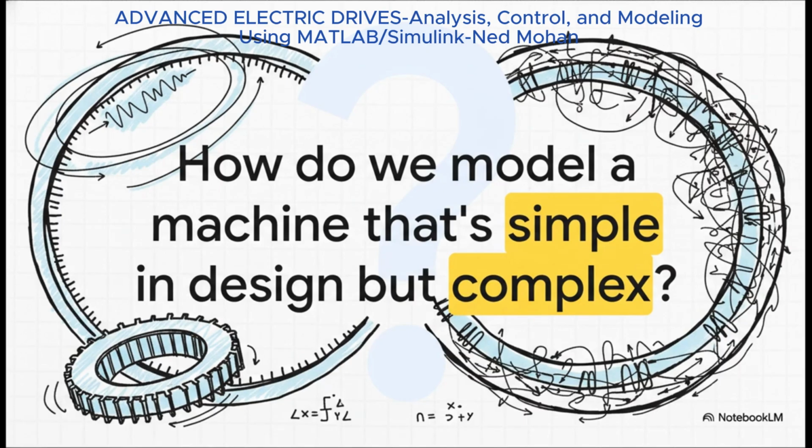So here's the central question, right? This is the puzzle we have to solve. How do we take something as beautifully simple and rugged as a squirrel cage motor, and then describe its incredibly complex magnetic behavior with mathematics?